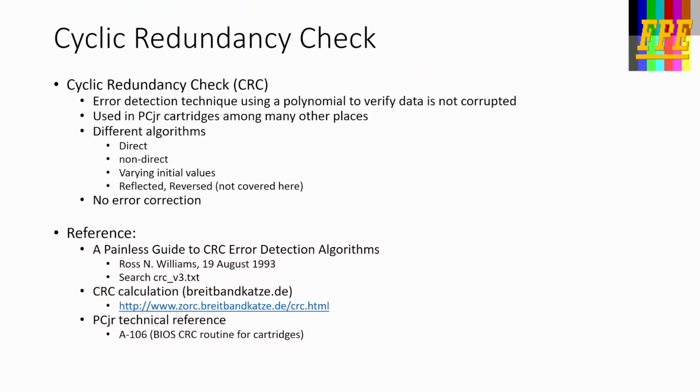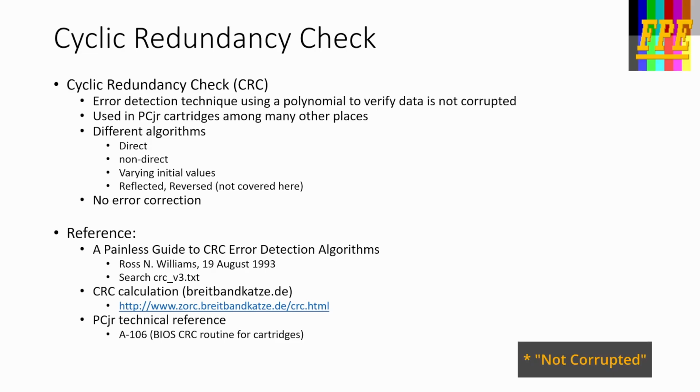Anyway, without further ado, let's go over the details of the PCjr cartridges. Okay, so let's get into the details of the CRC, or Cyclic Redundancy Check. The CRC is an error detection technique using a polynomial, similar to what you would use in linear algebra, but a little bit different in how it's used on computers to make it a little bit easier. And it's just verifying whether the data is corrupted.